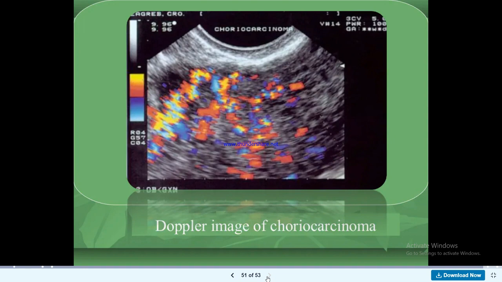Number 4 is the ultrasound. It is useful in localizing the primary pelvic lesion. Secondaries in the liver can also be detected. You can see in this Doppler image of the choriocarcinoma, this is the snowstorm appearance, and you can see how the blood flow looks like.